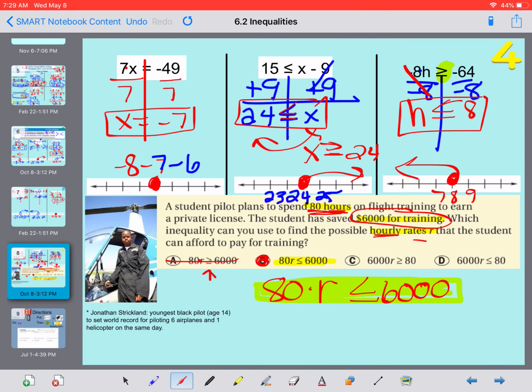This one says our $6,000 we're going to multiply by the hourly rate. Well, we're not going to take money times money to give us hours. That doesn't make any sense. And the last one is similar. It says $6,000 for training times how many hours we're going to be there has to be less than or equal to 80. Also doesn't make any sense. So always start with how much you have to spend total, and you can say it's less than or equal to that number.